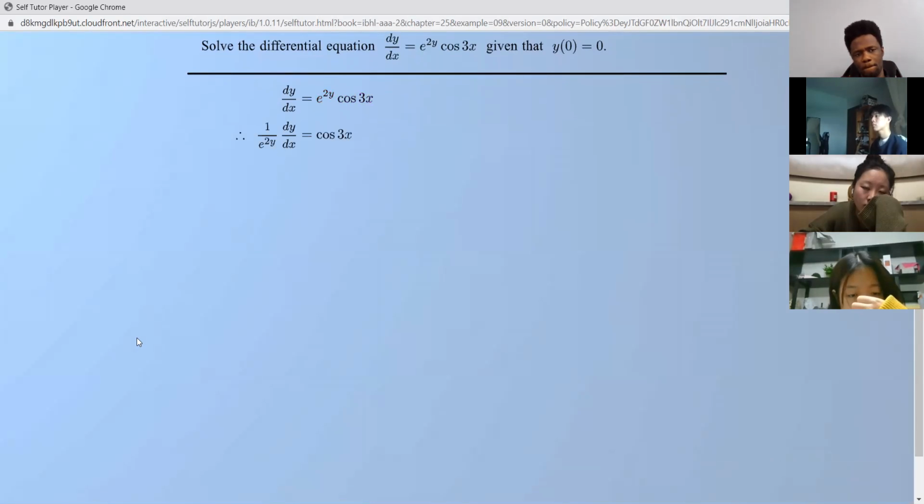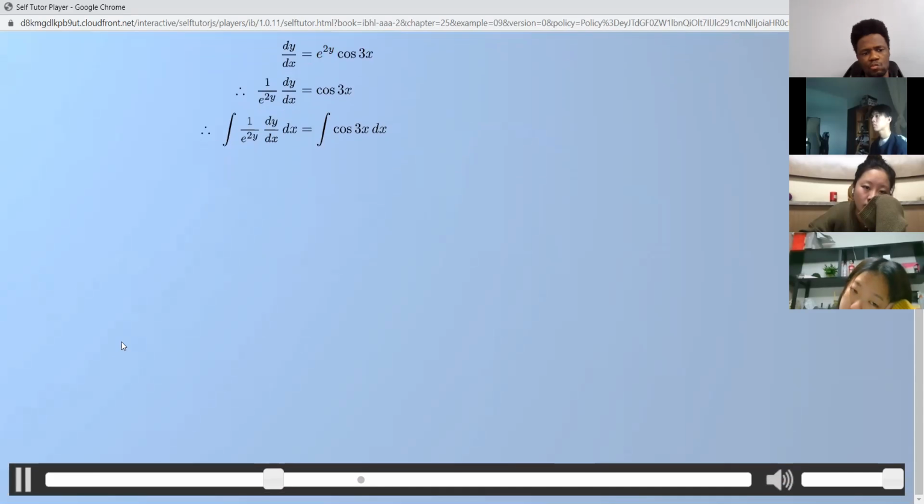We separate the variables by dividing both sides by e to the 2y. We now integrate both sides with respect to x. Always put y on the left, it is convenient that way, and put your plus c with x on the right. Okay? Applying the chain rule, the integral on the left-hand side is now in terms of y only.